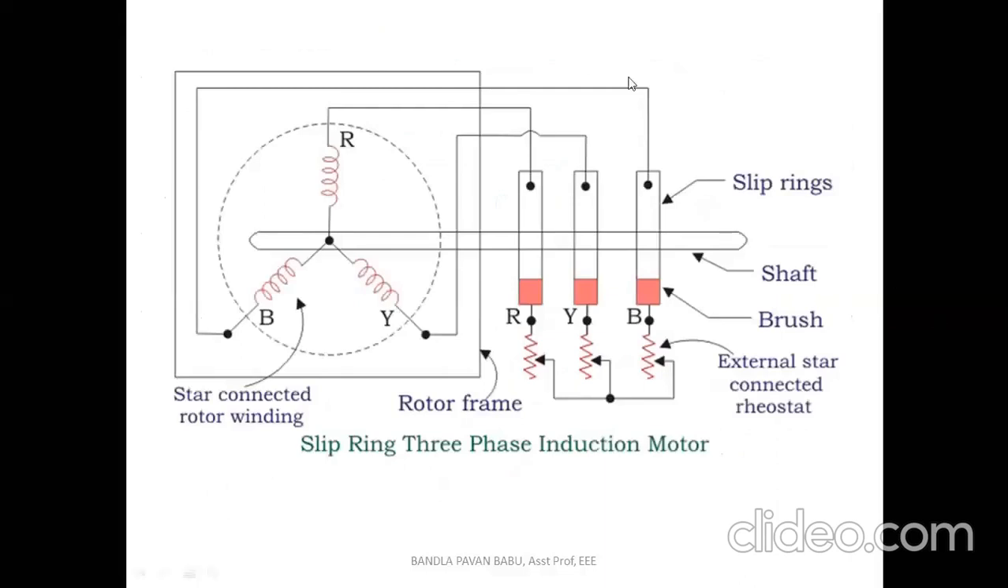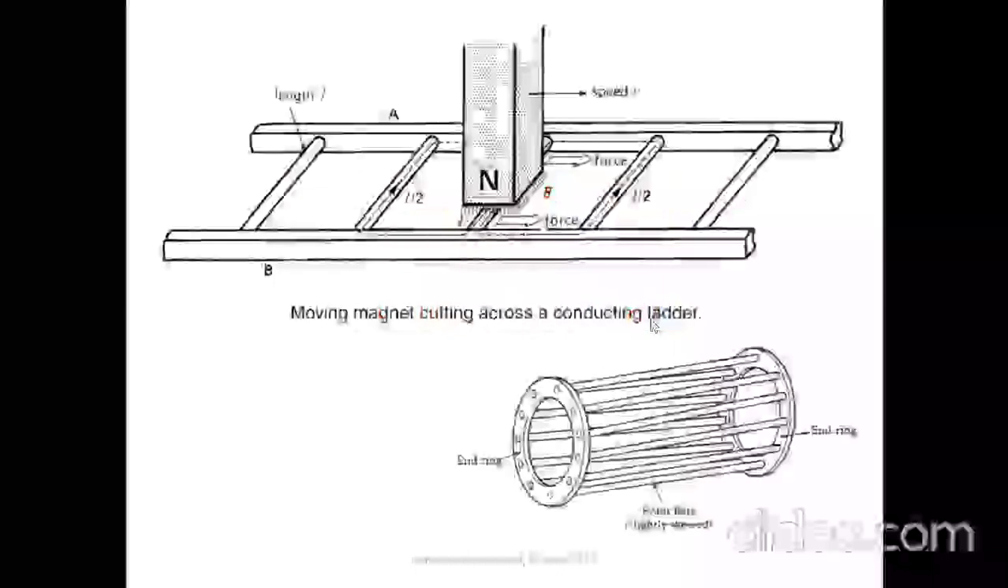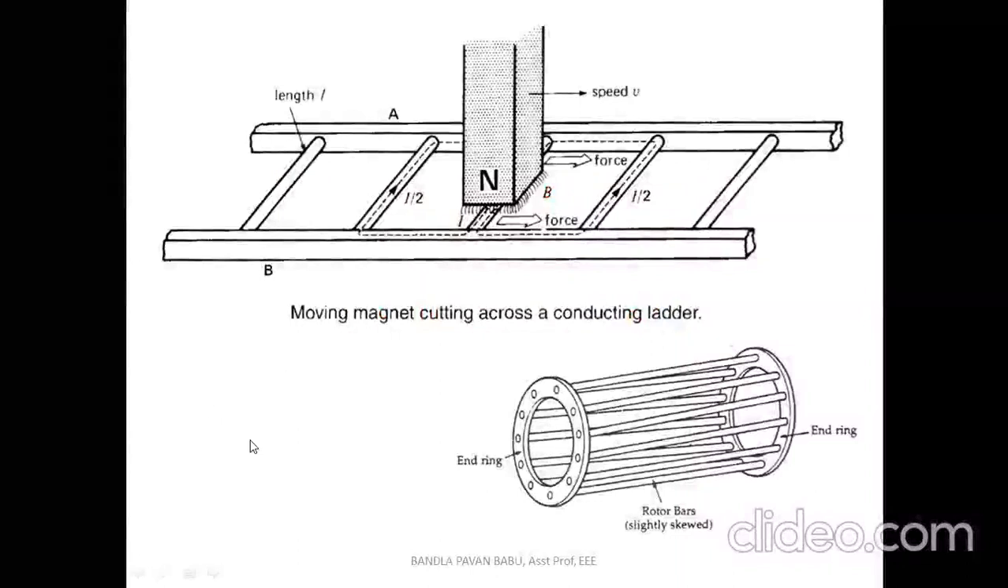Coming to the slip ring induction rotor, this is an additional concept which we haven't discussed in the classroom. Because it has some more information and is very useful, I have included this topic from the reference textbook. Consider this ladder diagram. This is a portion of the squirrel cage rotor. In order to explain the working principle, we can better start with this squirrel cage rotor.